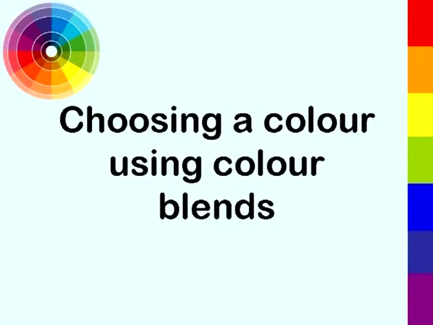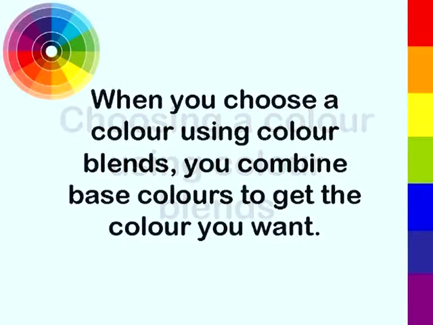Choosing a color using color blends. When you choose a color using color blends, you combine base colors to get the color you want. The color blender displays a grid of colors that it creates from the four base colors you choose.